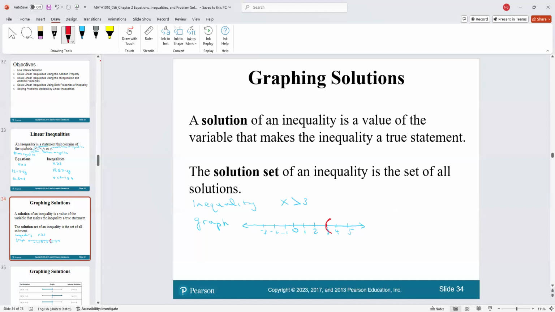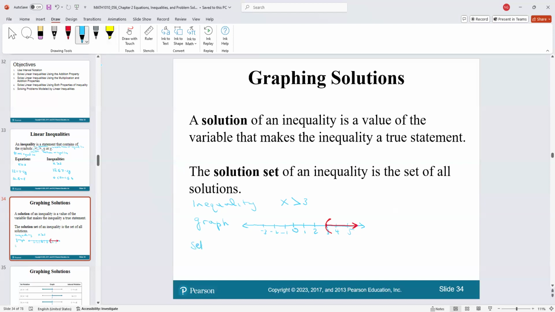But where should we stop? We cannot stop because it said greater than 3. Even a million would be in the solution. So that's why we just put an arrow like this, to say we can continue indefinitely. This we can call, if we want, a solution set. That's a graph. We can also use set builder notation, right? Because there are different ways of expressing the same thing.